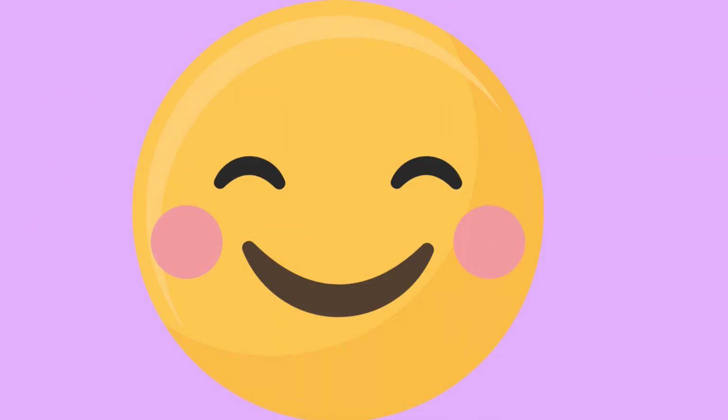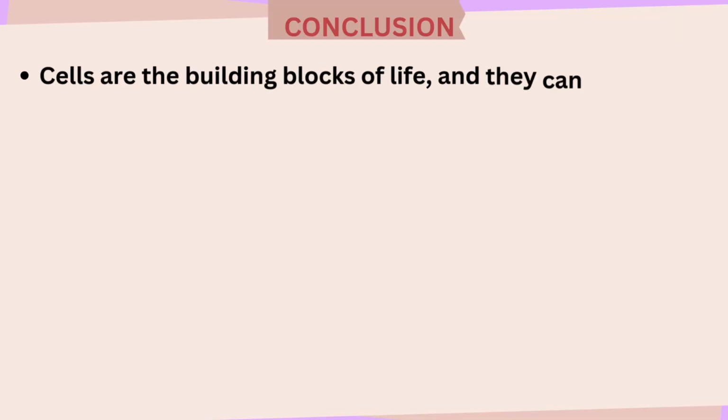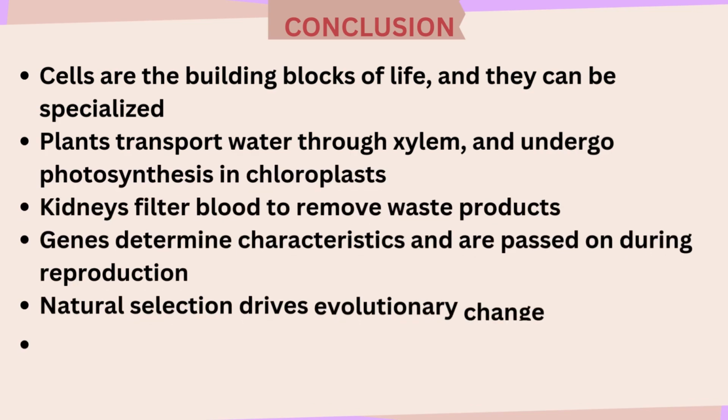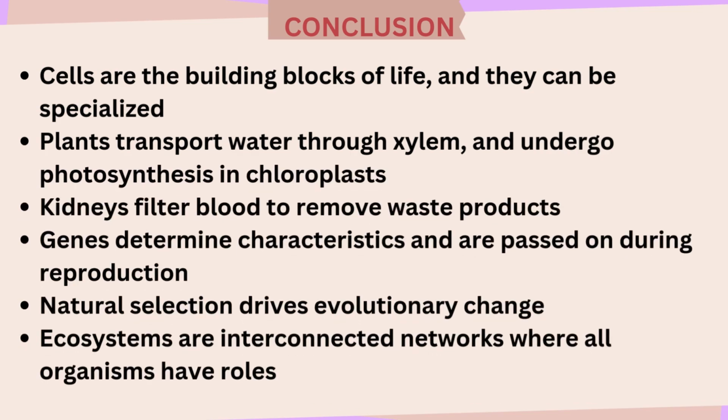And there you have it, the essential biological concepts for the KS3 checkpoint exam. Let's do a quick summary. Cells are the building blocks of life, and they can be specialized. Plants transport water through xylem and undergo photosynthesis in chloroplasts. Kidneys filter blood to remove waste products. Genes determine characteristics and are passed on during reproduction. Natural selection drives evolutionary changes. Finally, ecosystems are interconnected networks where all organisms have roles.